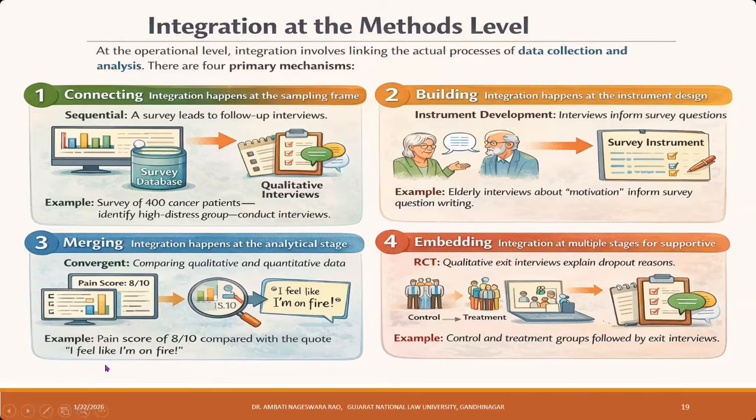Merging: pain score of 8 by 10 compared with the quote. So I'm just combining both quantitative findings and qualitative findings. I'm using them as complementary to support. I'm saying that 80% of the people are happy with this particular leadership style in a particular university. How are they feeling, how are they happy? I just want to get some narratives, some textual data from them to support my quantitative findings.